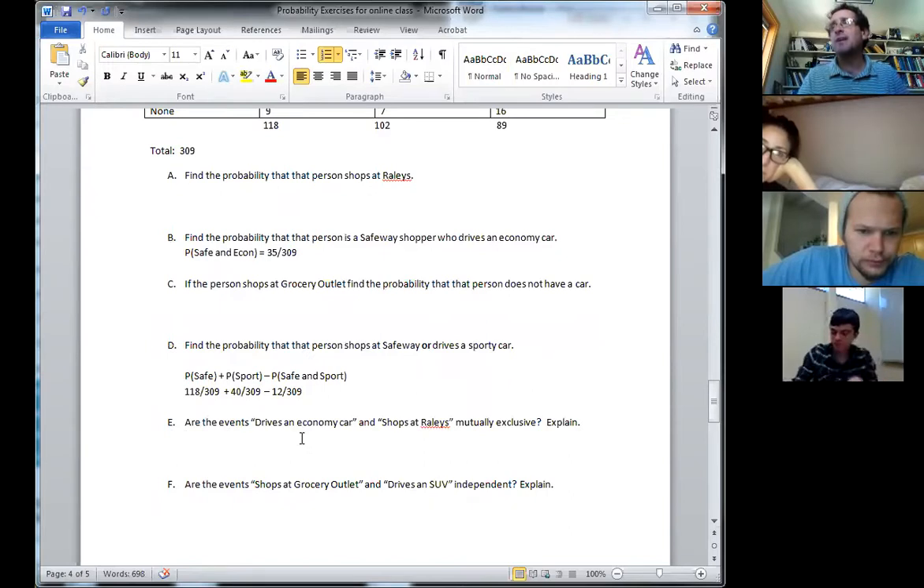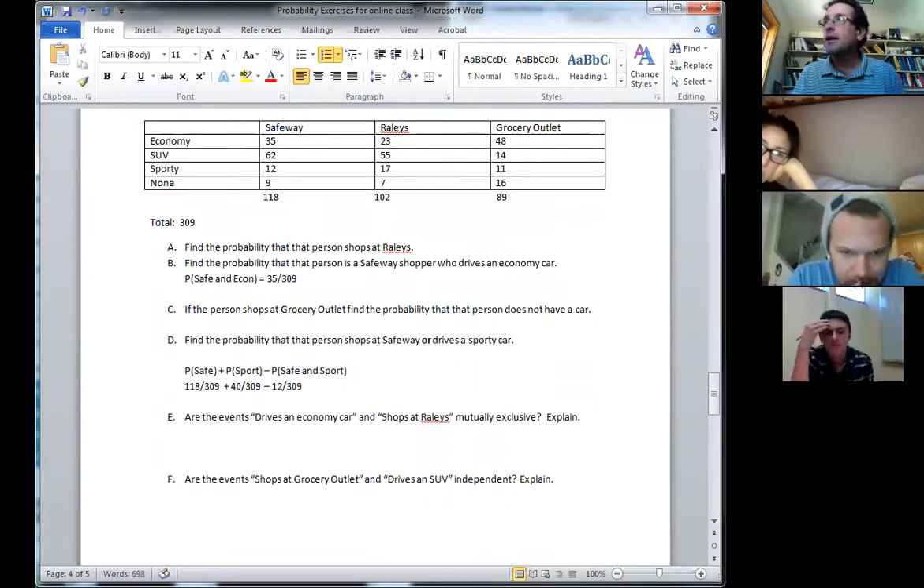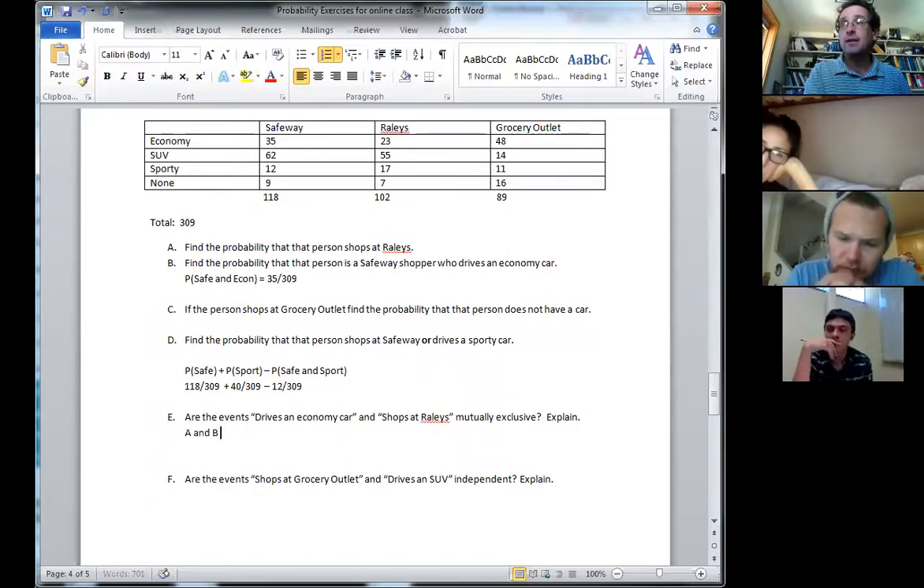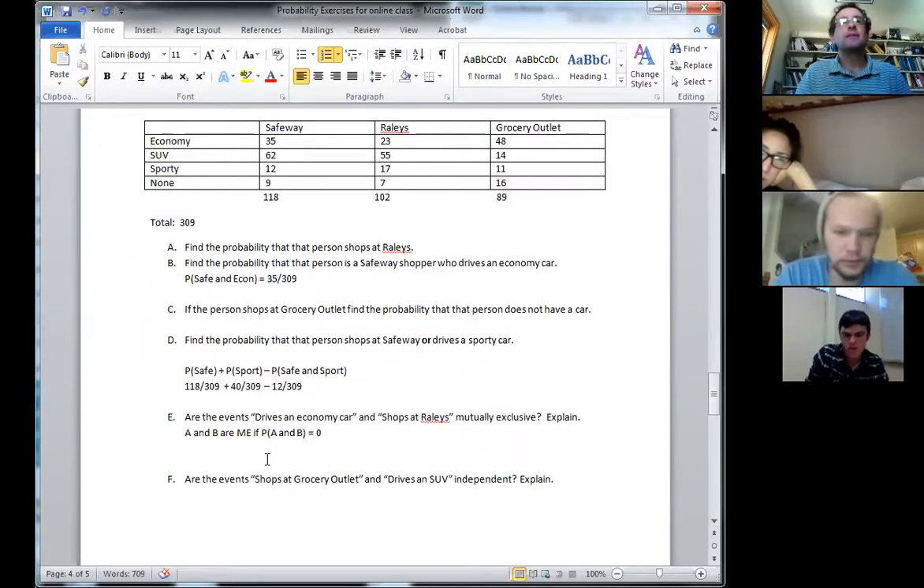Okay, are the events drives an economy car and shops at Raley's mutually exclusive? First thing, if you don't know, I need to give you the definition of mutually exclusive. So A and B are mutually exclusive, I'm going to write ME for mutually exclusive, if the probability of A and B is equal to 0. So, are they mutually exclusive? Are drives an economy car and shops at Raley's mutually exclusive, is the question.